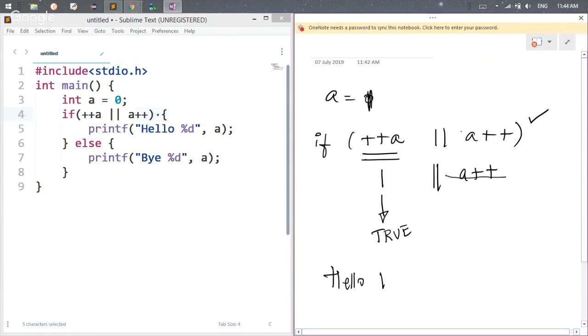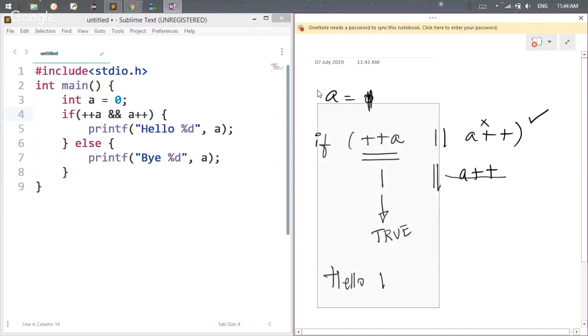Why? Because this is not even getting executed. This a plus plus is not even getting executed. Only plus plus a is getting executed, because plus plus a gives me 1, which is evaluated to true in C. Okay, so at the same time, let me change this question a little bit and then try figuring out the answer.